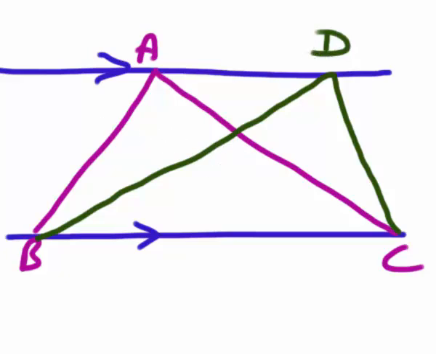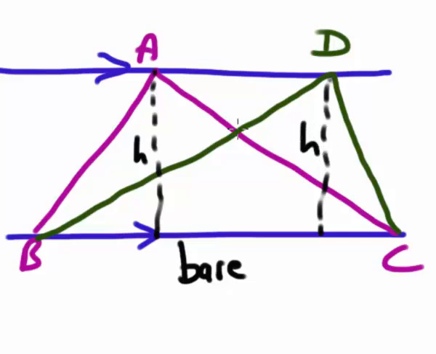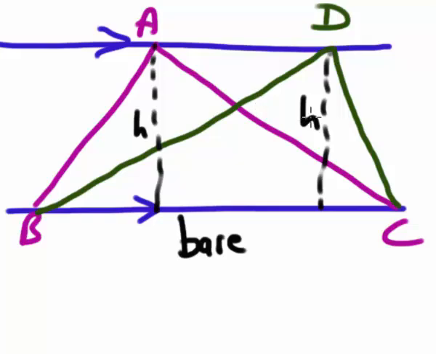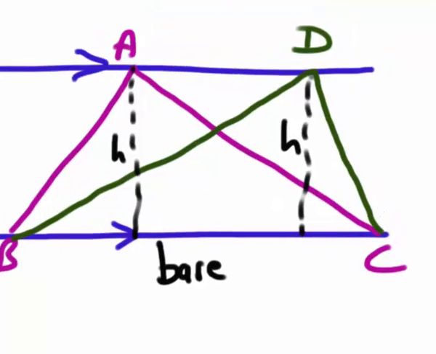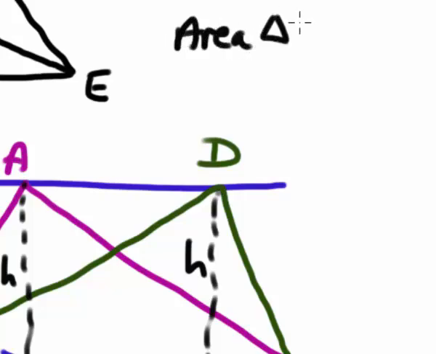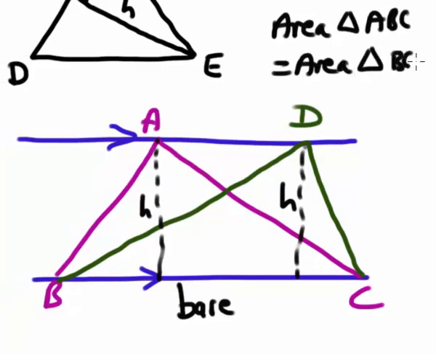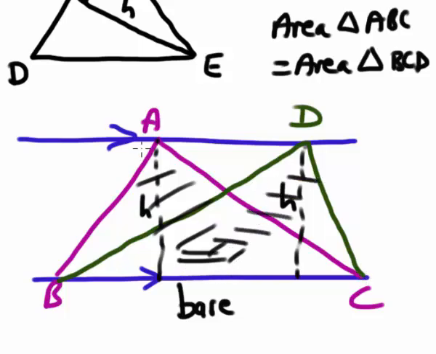Do you notice that the important thing here is that triangle ABC and triangle BCD have the same base, and obviously they have the same height, and they also lie between parallel lines. So not only do they lie between parallel lines, they have the same height and the same base. And if that's the case, we can say that the area of triangle ABC is equal to the area of triangle BCD. If they have the same base, same height, and lie between parallel lines, they have exactly the same areas.